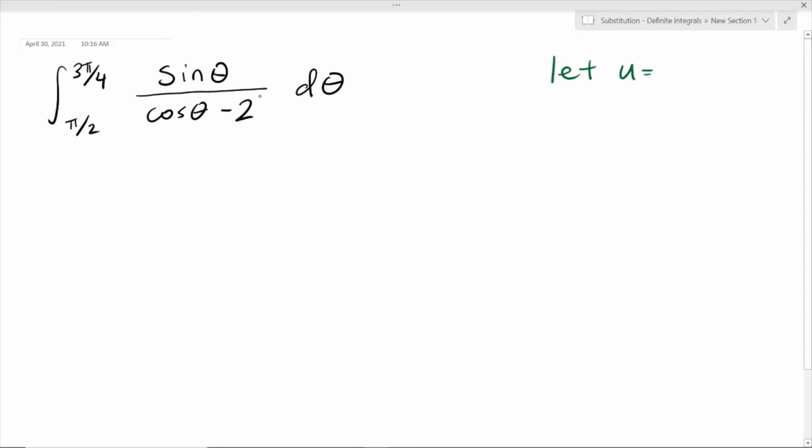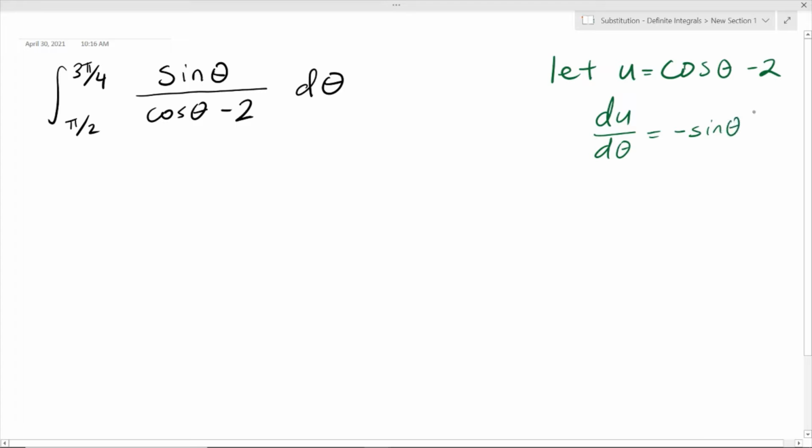So how about we choose cos theta minus 2. So cos theta minus 2 is equal to u. Once we do that, we need to find the derivative of that. We know the derivative of cos theta is going to be negative sine theta. The derivative of negative 2 is going to be 0, so it's plus 0, but I'm not going to write that. We just know the 0 is there.